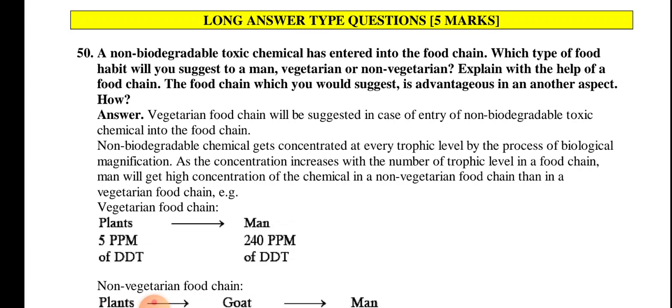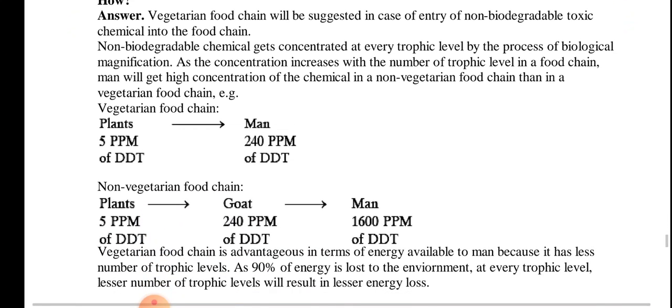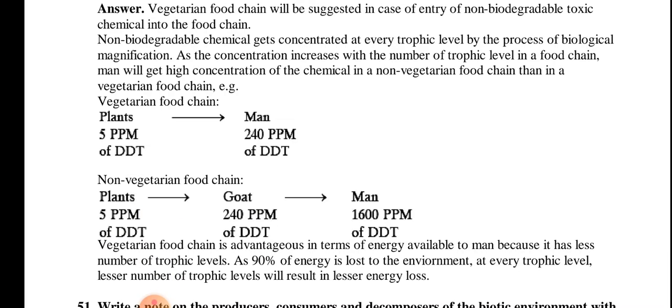Example, grass. Vegetarian food chain: plants 5 ppm of DDT, man 240 ppm of DDT. Non-vegetarian food chain: plants 5 ppm, cow 240 ppm of DDT, and man 1600 ppm of DDT.